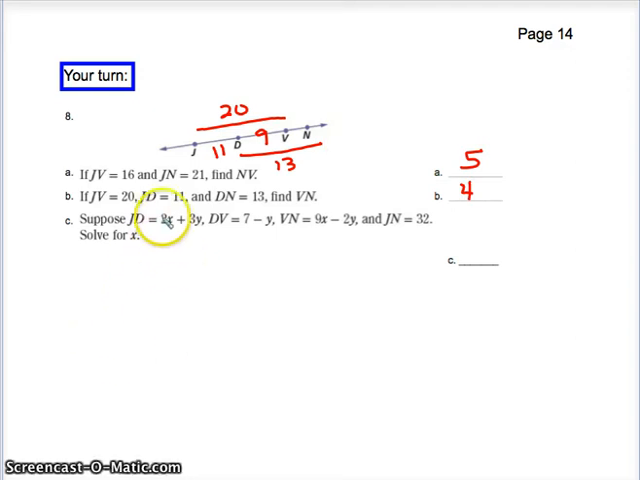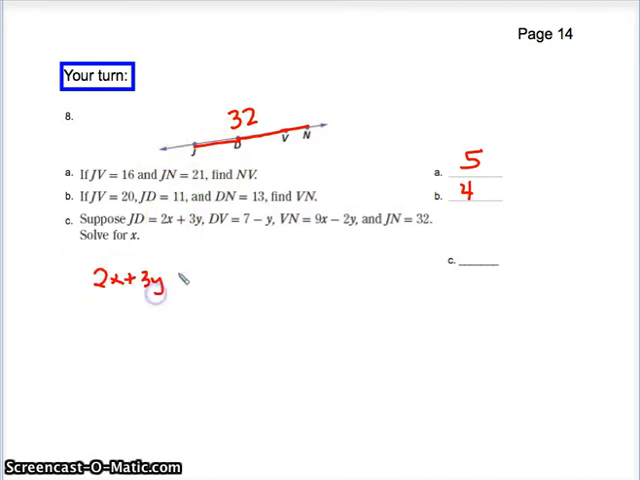Excellent. Now this last one was a lot of fun because it gave us an expression for each one of these distances. It gives us an expression for JD, an expression for DV, and one for VN, and tells us that the whole deal is 32. This works out nicely now because I know I can add 2x and 3y plus 7 minus y plus 9x minus 2y. That was each one of these segments added together, and they all add up to be 32.